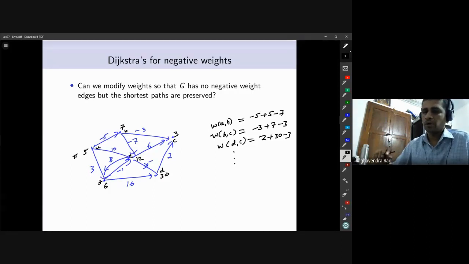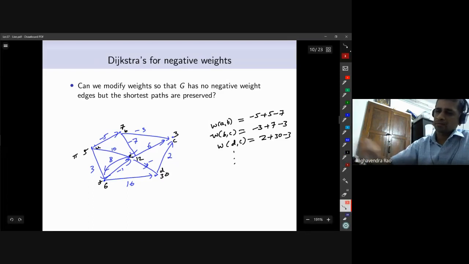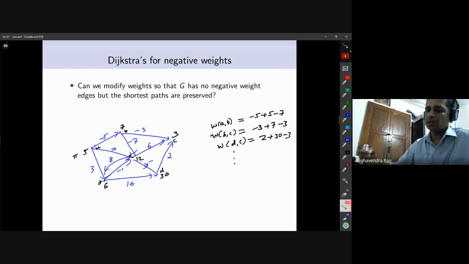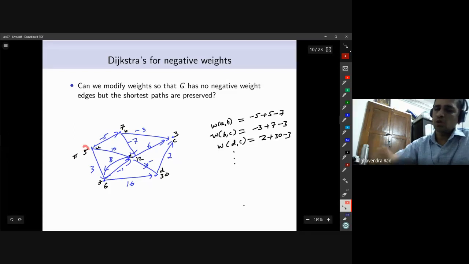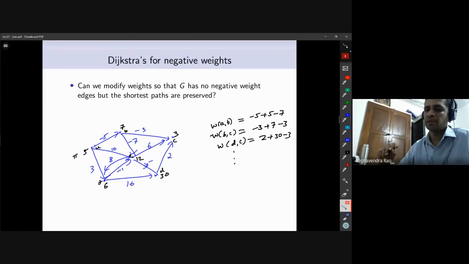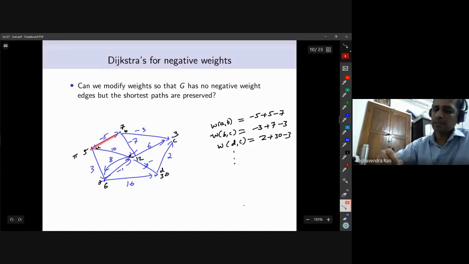Now the nice thing about this is, if you take any path, the length of the path does not change by much. It does change, but not by much. The difference in the price values of the source node and the destination node will be the change in the path length. There is a telescoping that happens, so all intermediate contributions of these prices will cancel.